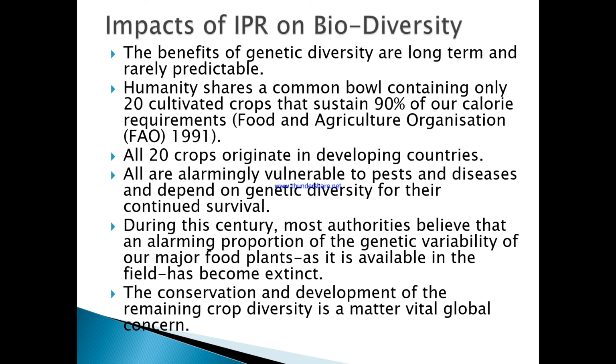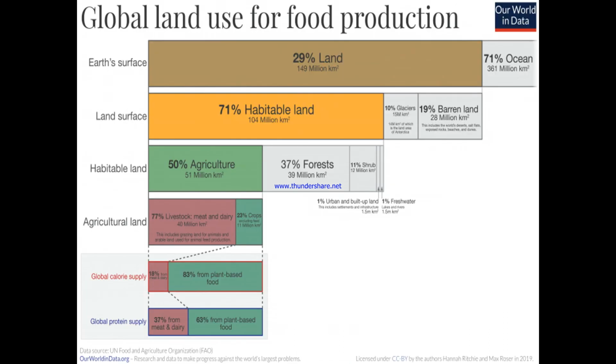During this century, most authorities believe that an alarming proportion of the genetic variability of our major food plants, as it is available in the field, has become extinct. So this is a very dangerous situation here. Some of the species are getting extinct. The conservation and development of the remaining crop diversity is a matter of vital global concern.